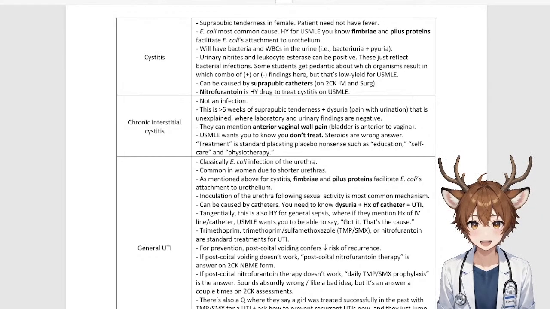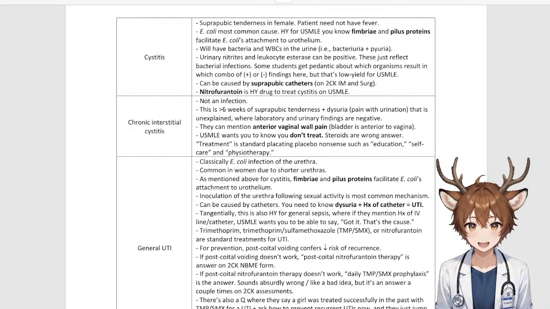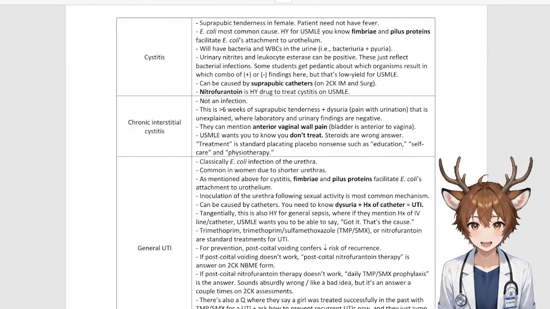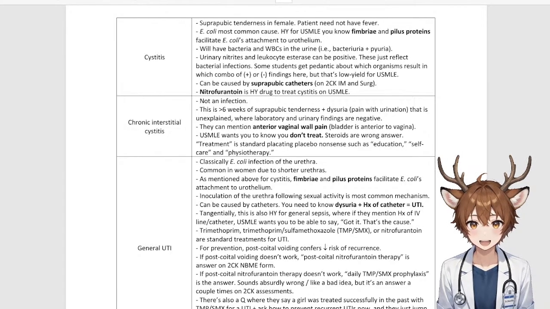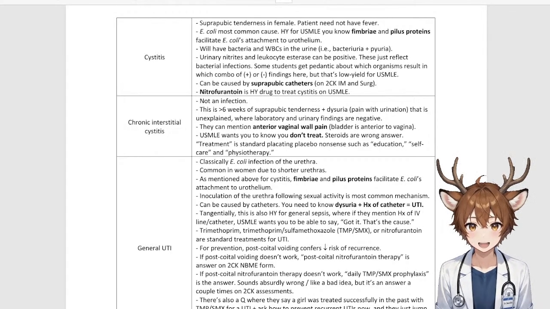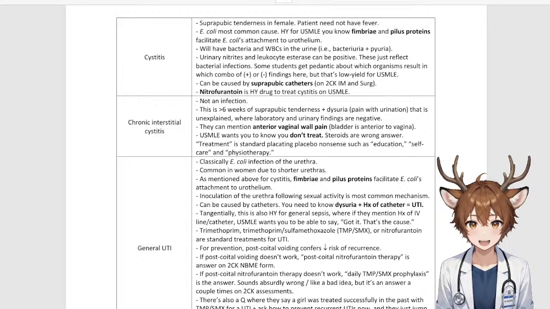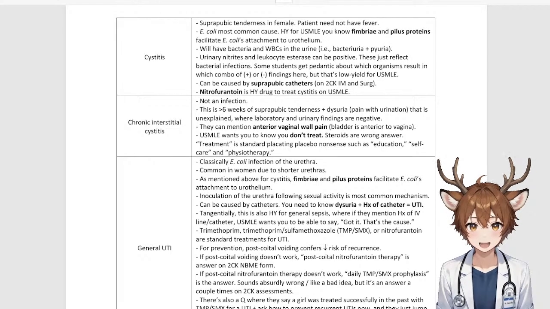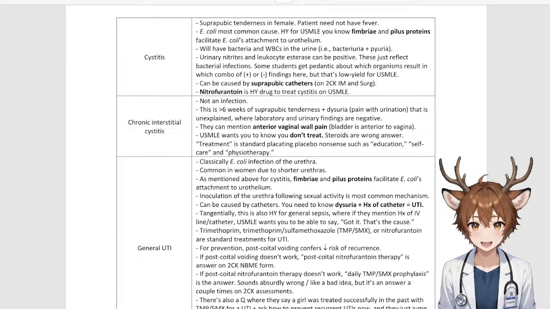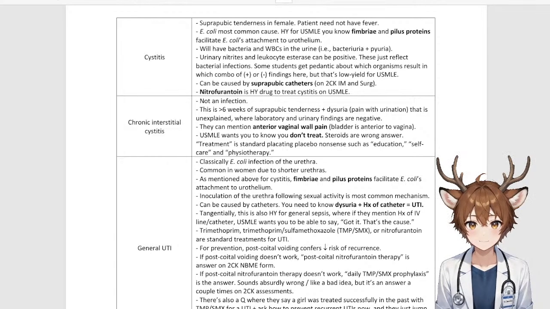These just reflect bacterial infections. Some students get pedantic about which organisms result in which combination of positive or negative findings here, but that's low yield for USMLE. It can be caused by suprapubic catheters on 2CK, internal medicine, and surgery. Nitrofurantoin is the high-yield drug to treat cystitis on USMLE.